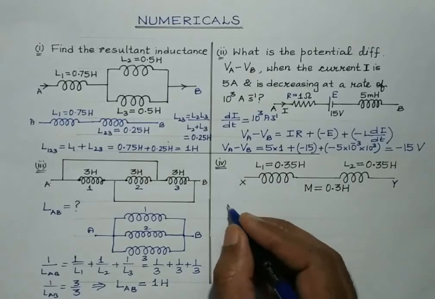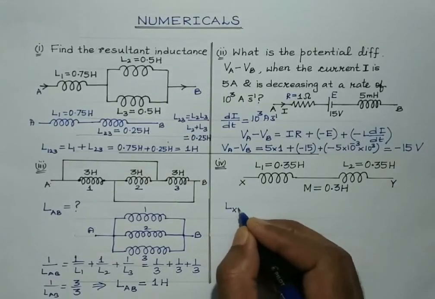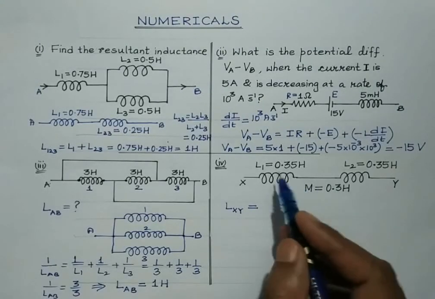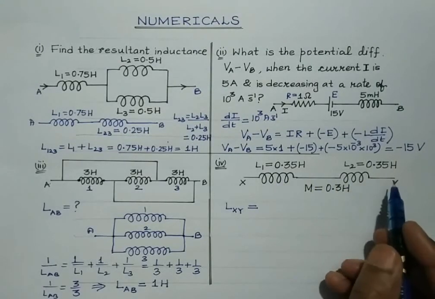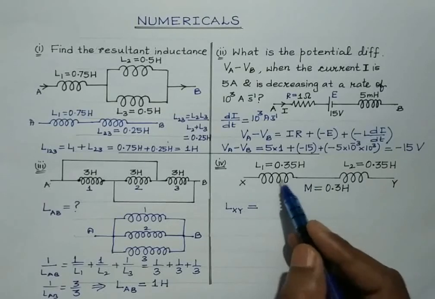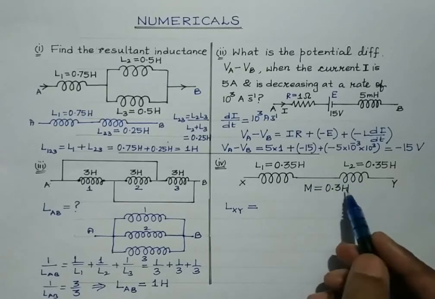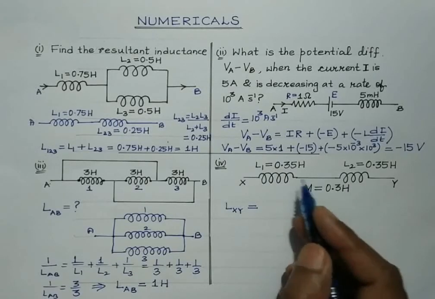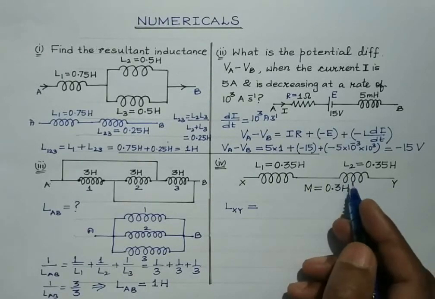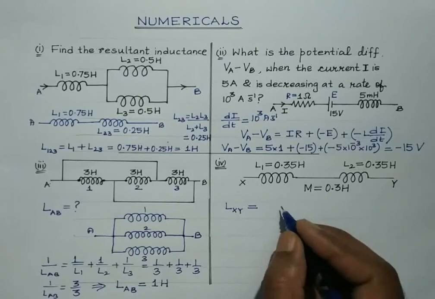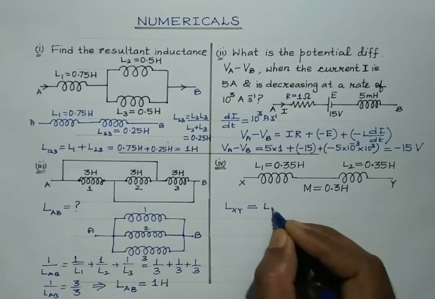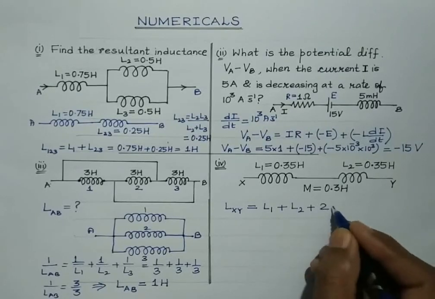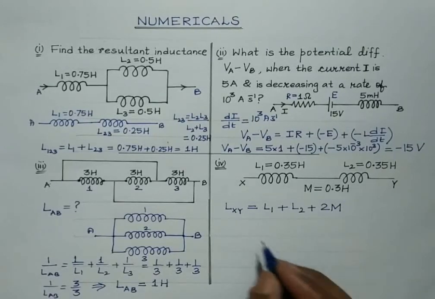Here again we are supposed to find out the effective inductance between the points X and Y. Now these two are connected in series, and students remember here the mutual inductance between the two coils is also given, right? So here the mutual inductance between the two coils is also to be considered. So in the series grouping we have derived the formula that it is given by L1 plus L2 plus twice M. This is the formula, isn't it?